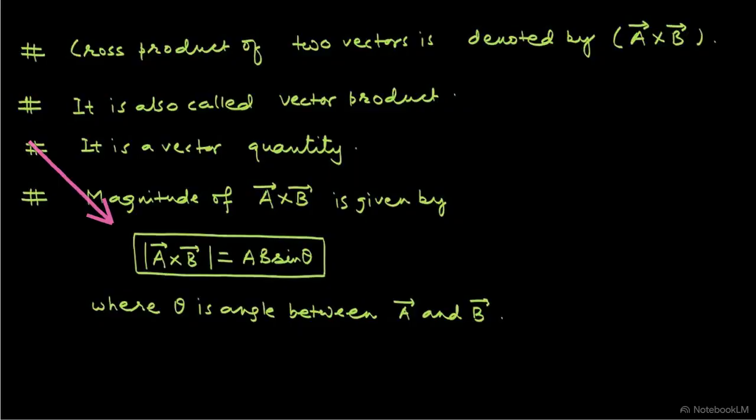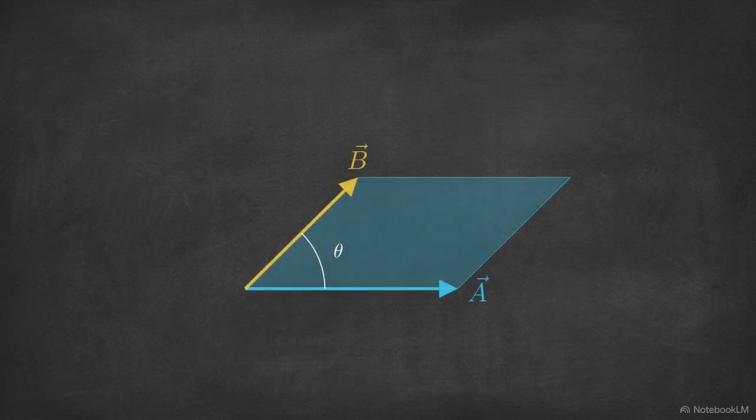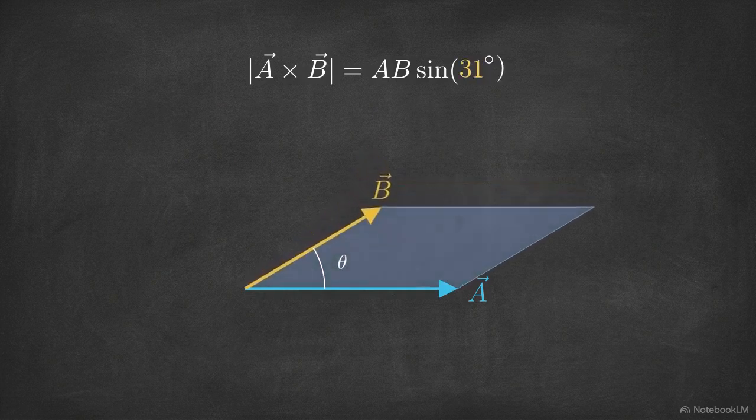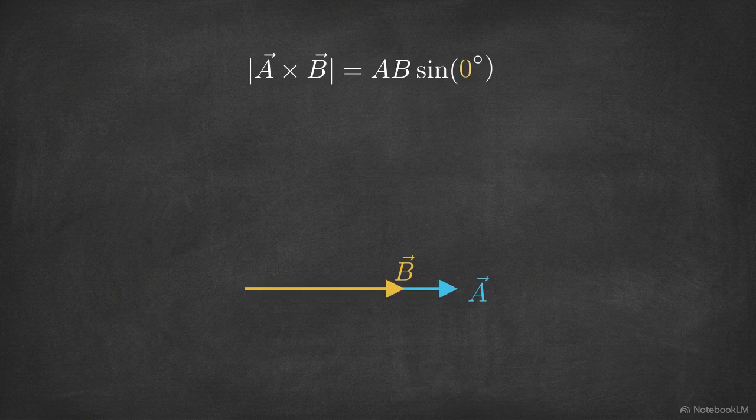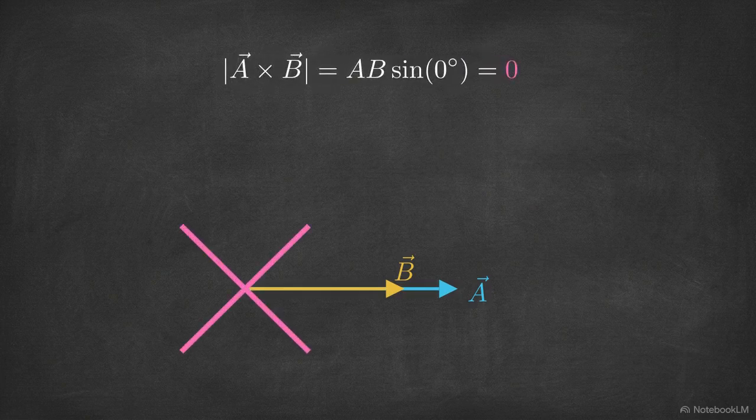This equation defines the physical length, or magnitude, of our new perpendicular vector. Because this length relies on the sine of the angle between our starting vectors, parallel lines create a mathematical dead end. If the angle is 0 degrees, the sine is 0, meaning no perpendicular cross product can physically exist.